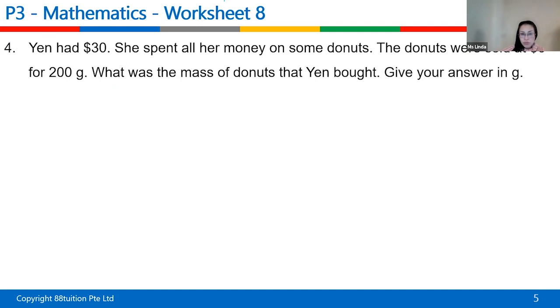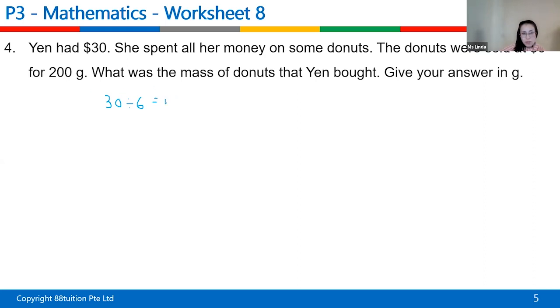So all of the 30 she spent on donuts. The donuts were sold at 6. 30 divided by 6 first. Answer. What's 30 divided by 6? 5. Okay, 30 divided by 6 is 5.